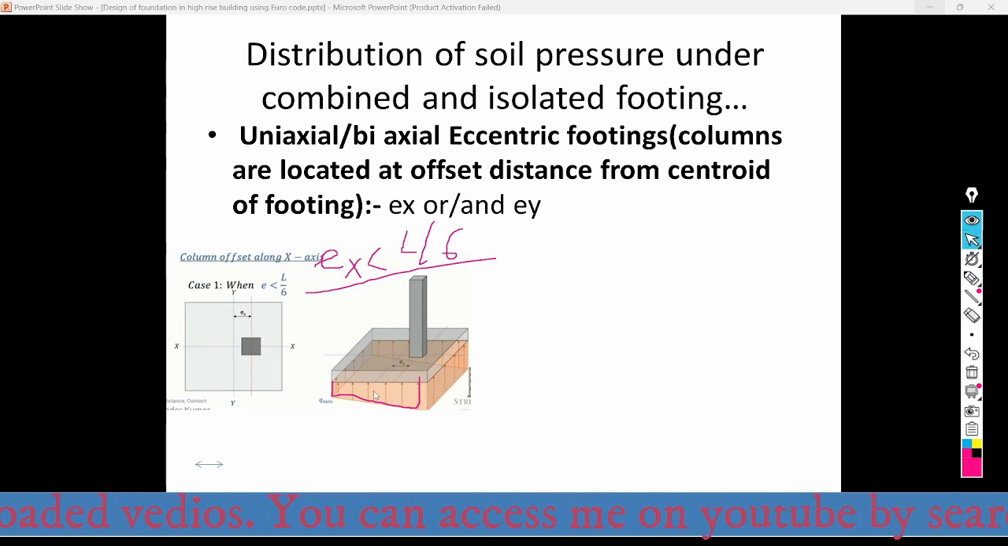And whenever there is an eccentric distance along the x direction, keeping that there is no eccentric arrangement along the y direction, the stress distribution is like this one, that is a trapezoidal soil pressure distribution along the x direction, just like this.